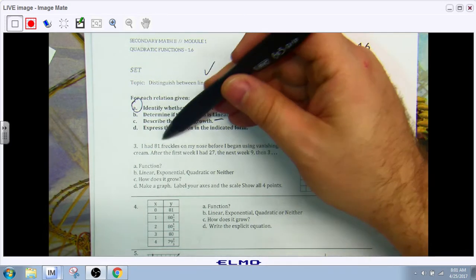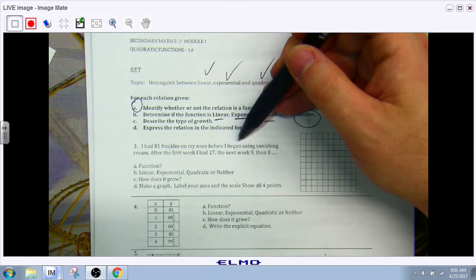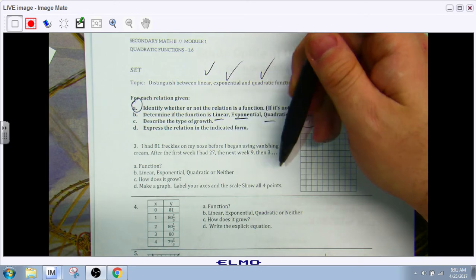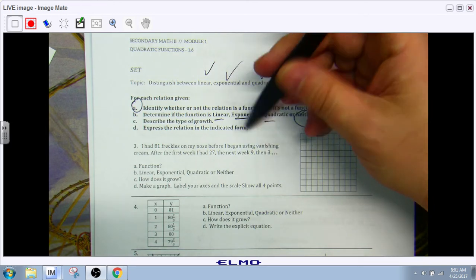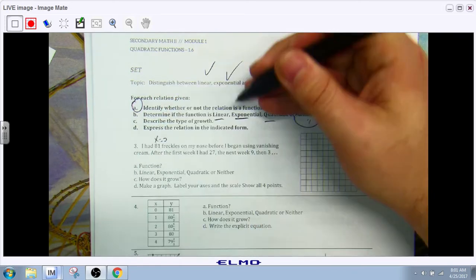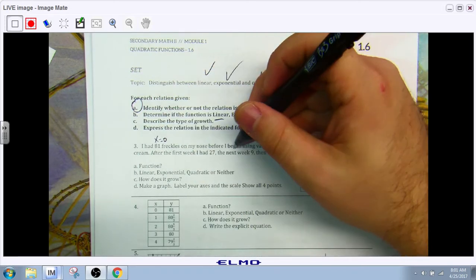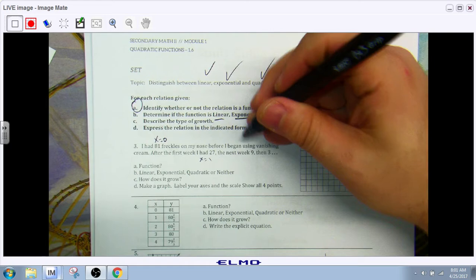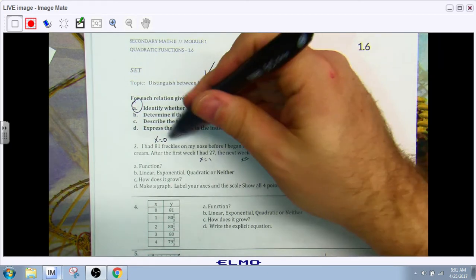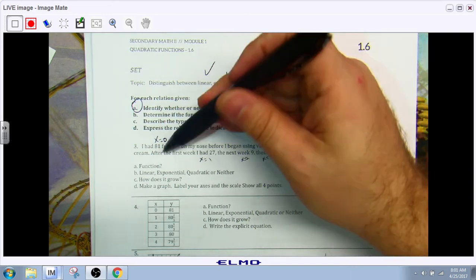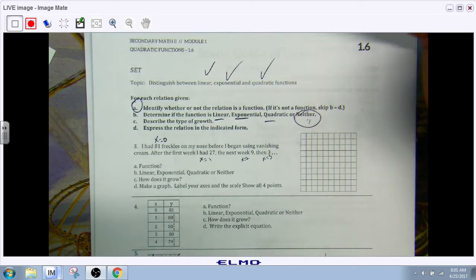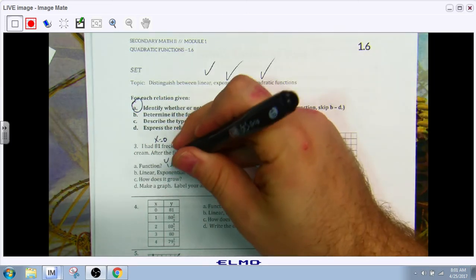So if I had 81 freckles on my nose before I began using Vanishing Cream, after the first week I had 27, next week I had 9, then 3. Is this a function? Well, this is x equals 0, x equals 1, x equals 2, and x equals 3. So we don't have one x going to two values, right? On day 0, they didn't have 81 and some other number of freckles. They could only have 81. So yes, this is certainly a function.